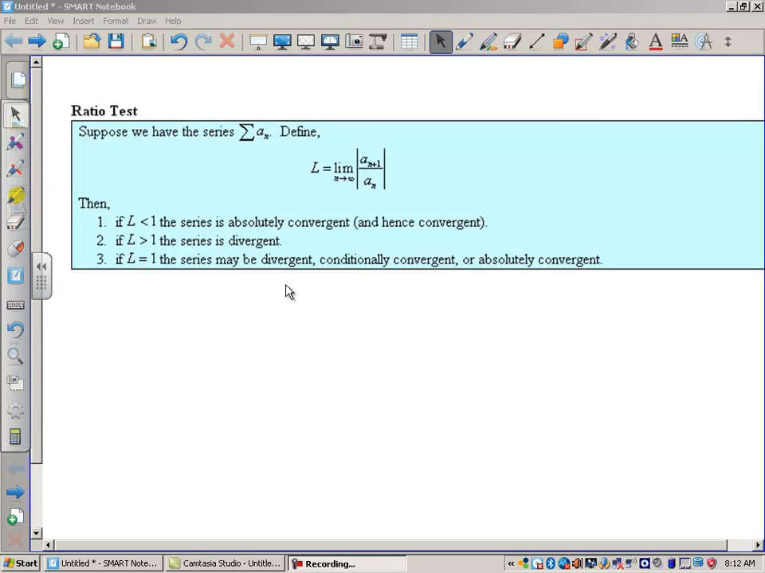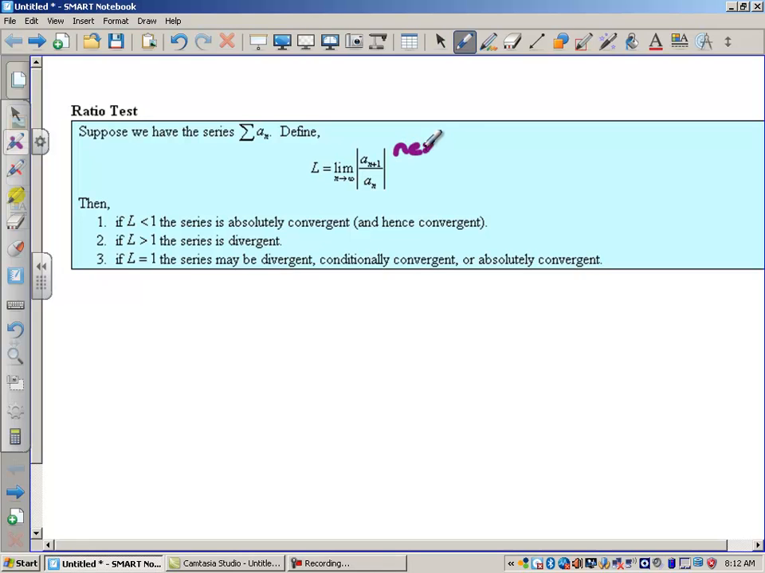Today we're going to take a look at the ratio test, which is going to be my choice of test whenever we're dealing with factorials. And here is the ratio test written out. So suppose we have a series, and we're going to take a look at the limit as n approaches infinity of a sub n plus 1 over a sub n. This is the next term divided by the previous term.